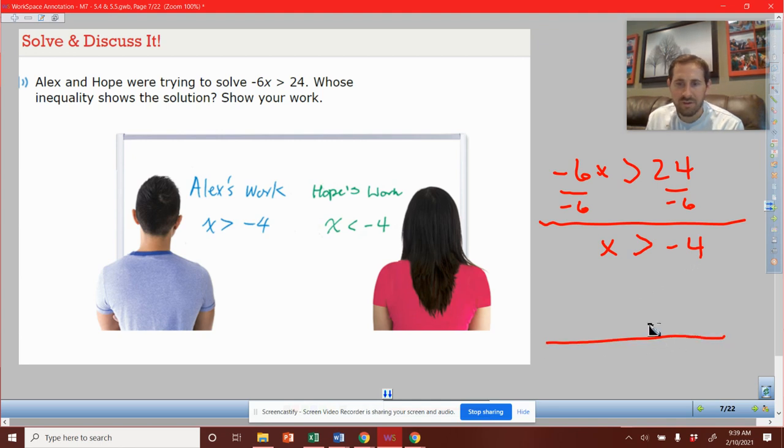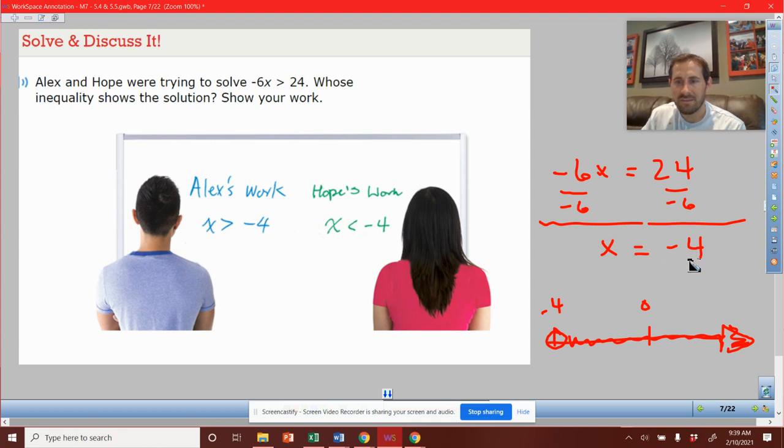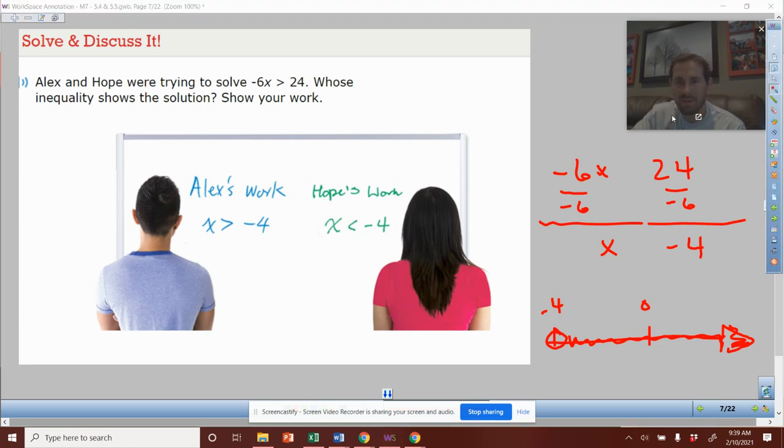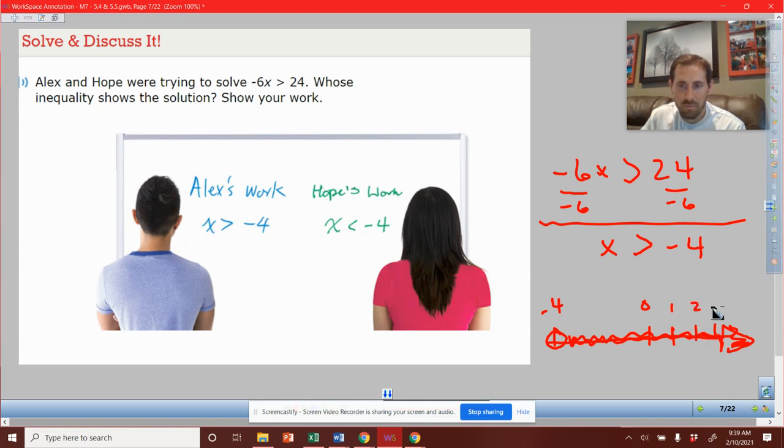If it helps you visualize, here's 0, here's negative 4. We're going to have an open dot, and here's greater than, right? So if this was just an equation, we would test our equation. We'd take this negative 4, plug it back in, and see, does it equal 24? Well, we can do the same thing with inequalities. There are an infinite number of answers that go within our arrow here, and we can take one of those numbers, 1, 2, or 3. We could take a number and plug it in.